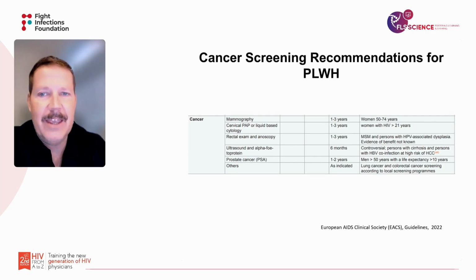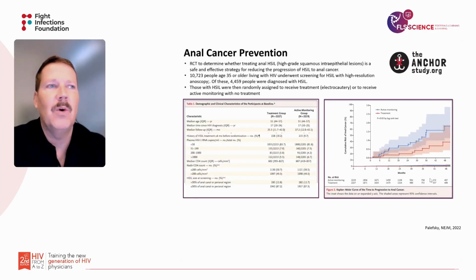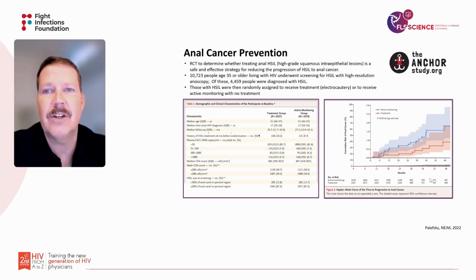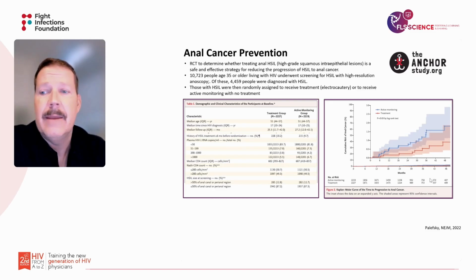The issue of anoscopy was somewhat controversial until recently. A new study that was just published earlier this year, called the ANCHOR Study, was looking at anal cancer prevention in people living with HIV. And this was a randomized controlled trial to determine whether treating anal high-grade squamous intraepithelial lesions, or HSIL, is a safe and effective strategy for reducing progression to anal cancer.